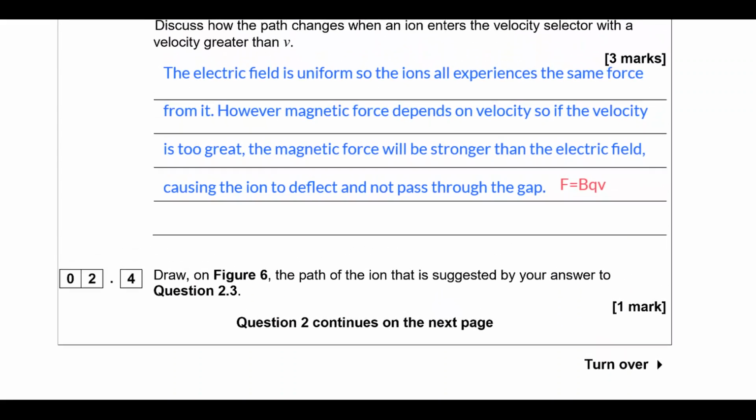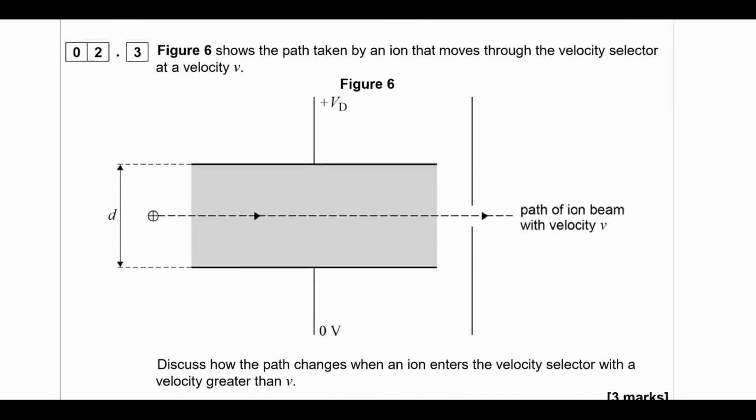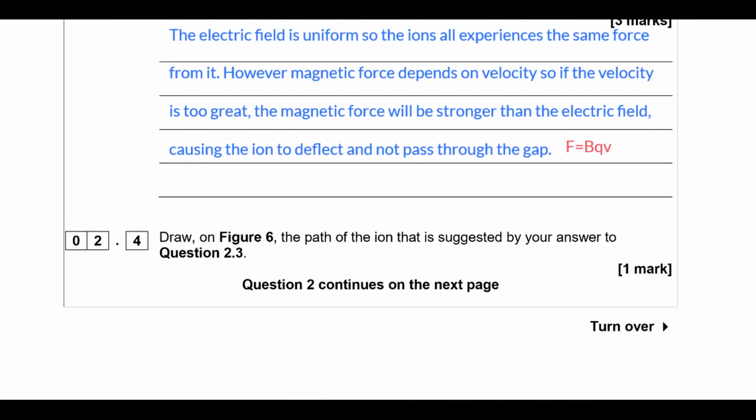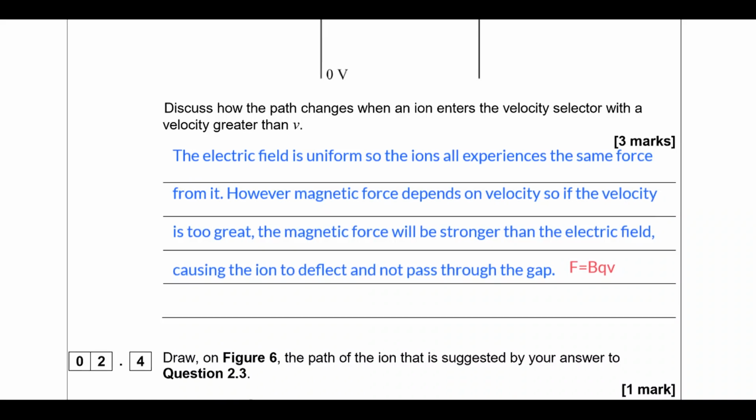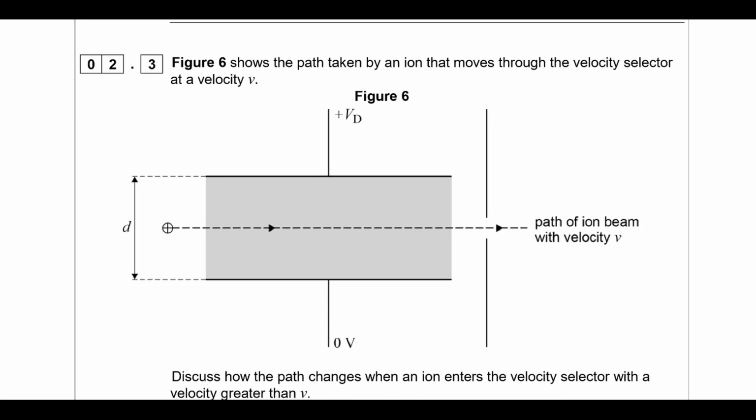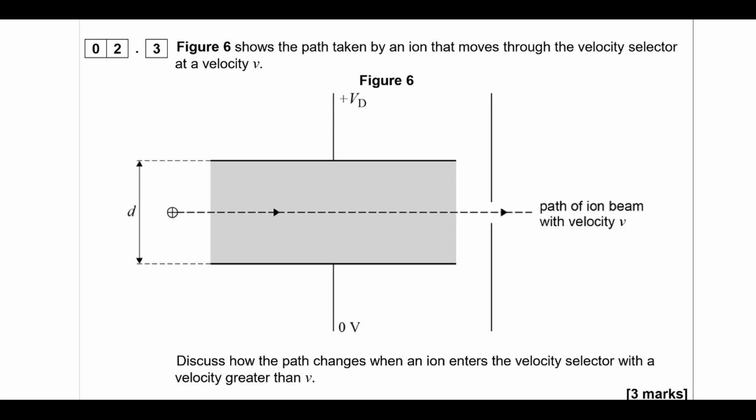Okay, so draw on figure 6, which I think was this one, the path of the ion that is suggested by your answer to 2 part 3. So we've got a magnetic field going into the page. We've got the positive ion traveling to the right, so using the left-hand law we can see that it's going to curve upwards. So let's sketch that on. To start with, it's not going to do much, and then it's going to essentially curve upwards like this.